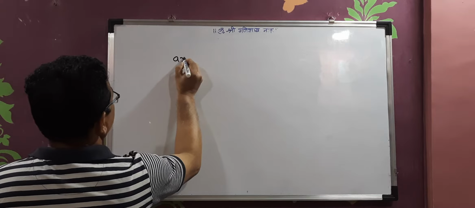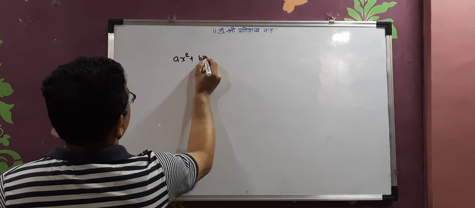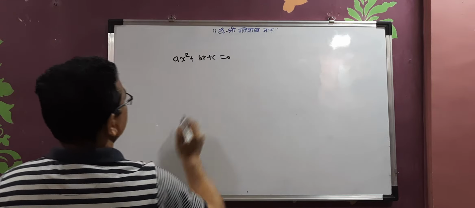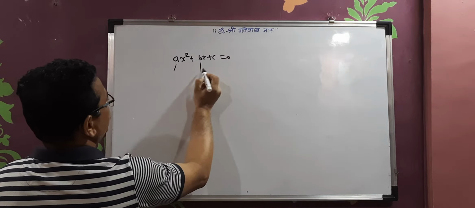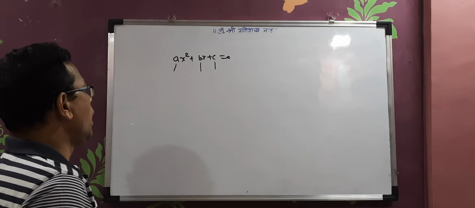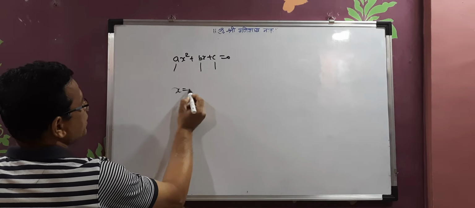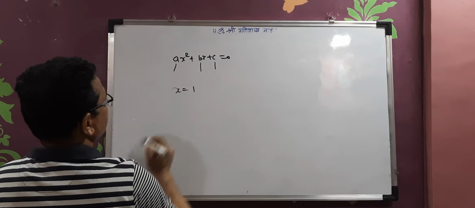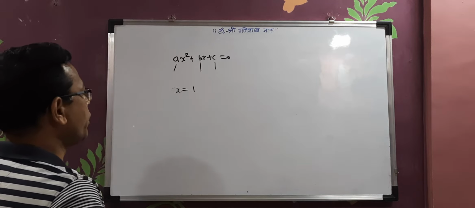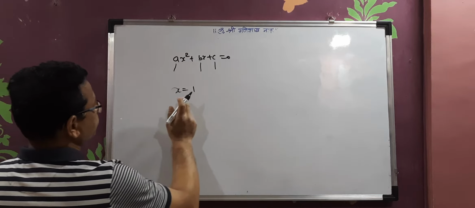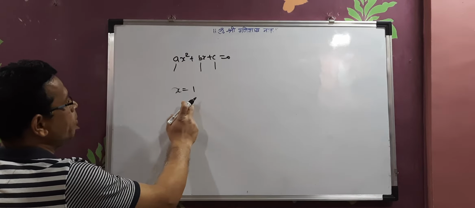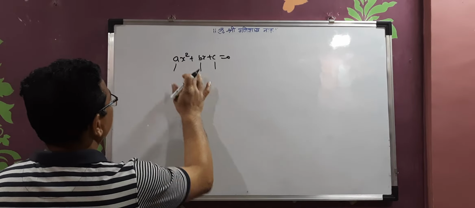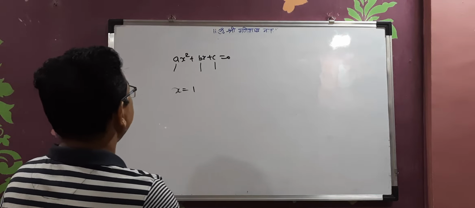We have seen that ax square plus bx plus c is equal to 0 is the quadratic equation. Here a is called the quadratic coefficient, b is the linear coefficient, and c is the constant. And the value of x which satisfies this equation is called the root of the quadratic equation. So for that we have to consider the value of x, and find out the roots of the quadratic equation.